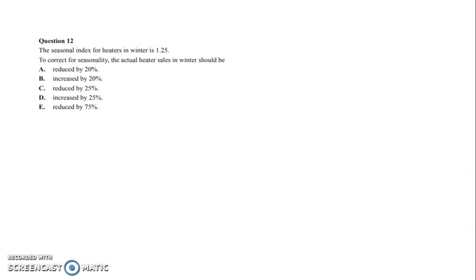Hi there, this is a question from the 2014 exam 1. It's a very common question that does pop up, and there's a couple of common misunderstandings that go on with this question. So it is, as I say, question 12. The seasonal index for heaters in winter is 1.25. To correct for seasonality, the actual heater sales in winter should be.